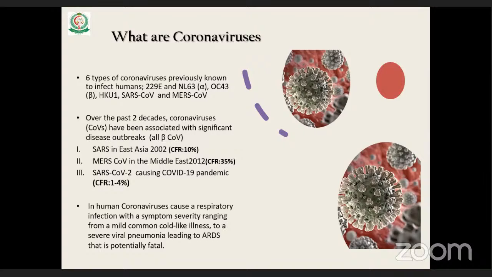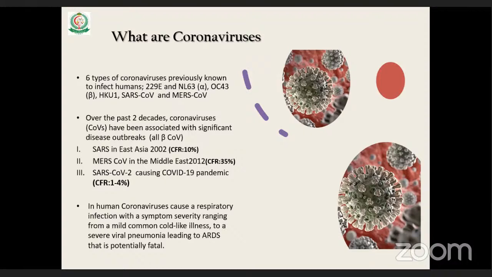spread to East Asia in 2002, and it was associated with a case fatality rate of 10%. 8 years later, MERS-CoV appeared, Middle East Respiratory Syndrome coronavirus, and it caused a pandemic mainly in the Arabian Peninsula, Saudi Arabia, Gulf countries, and some Mediterranean countries. And it was associated with a case fatality rate of 35%.